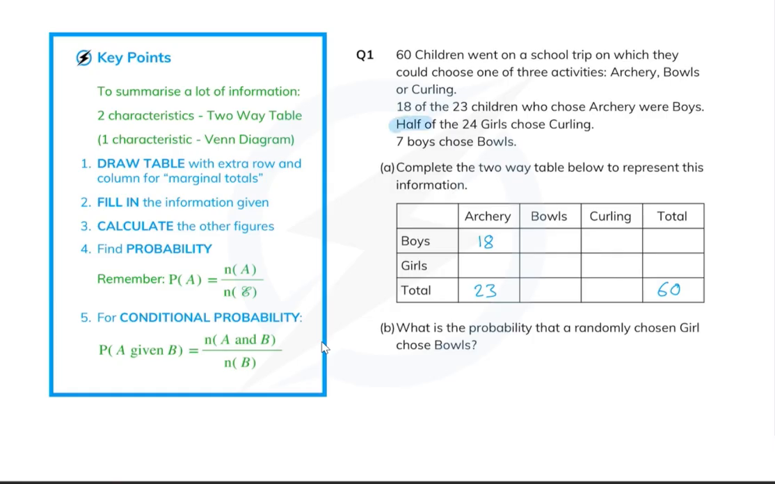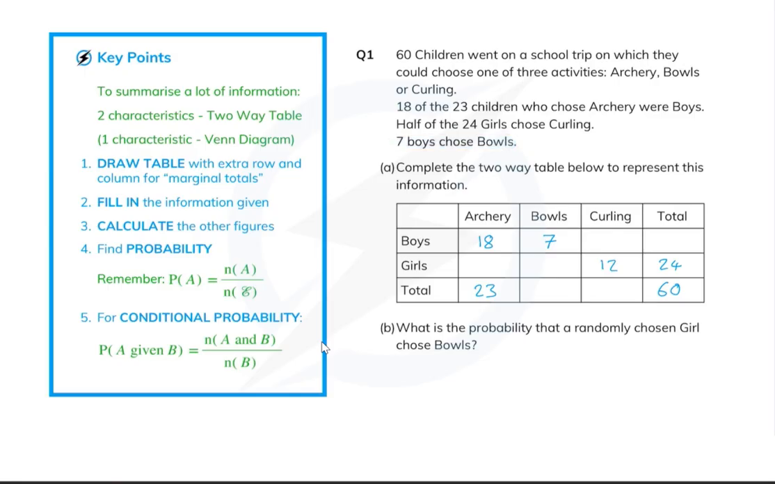And another two pieces of information are that there are 24 girls, because half of the 24 girls chose curling, so we can put 24 girls, and half of those, which is 12, chose curling. So two more pieces of information there. And then the final piece of information is that 7 boys chose bowls, so boys choosing bowls is there, and that's 7.